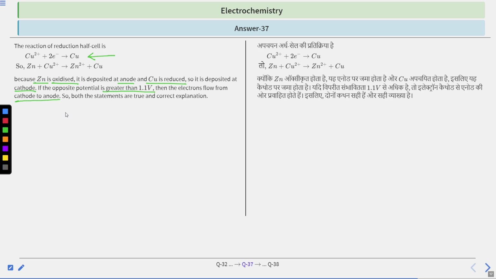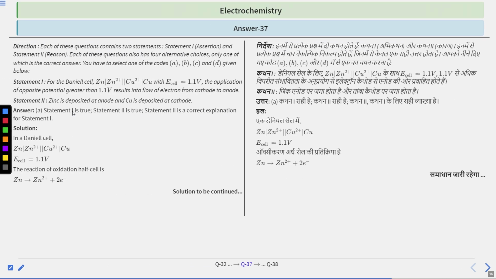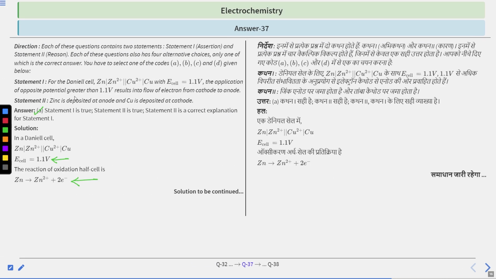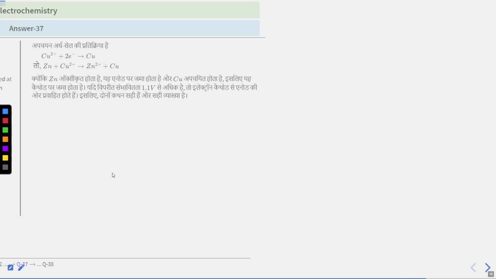Thus both Statement 1 and Statement 2 are true, right? Because it is given that the application of opposite potential results in the flow of electrons from cathode to anode, so it is correct. And zinc is deposited at the anode and copper is deposited at the cathode. This is also correct. So option A is the correct answer. Okay, now let's move to the next question.